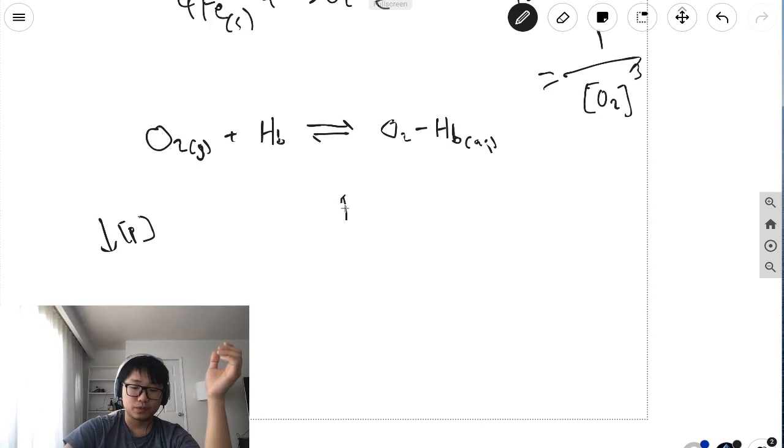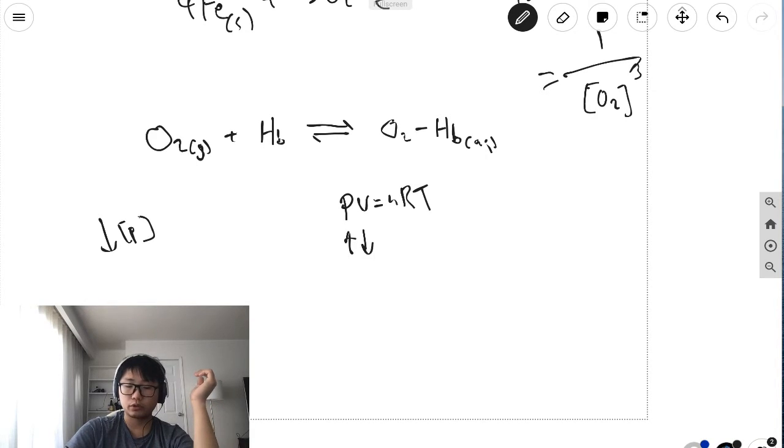You can think of, if you don't remember, decreasing volume. So pressure and volume go in opposite directions according to this equation, because holding nRT the same, as P increases, volume will decrease. As volume increases, pressure will decrease.